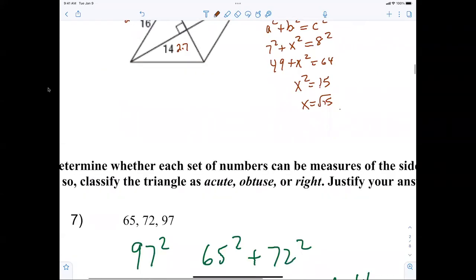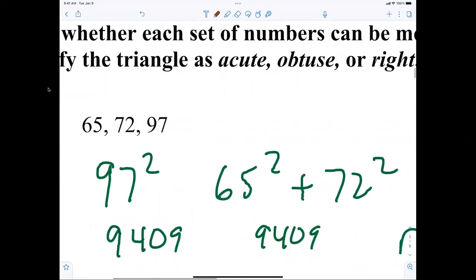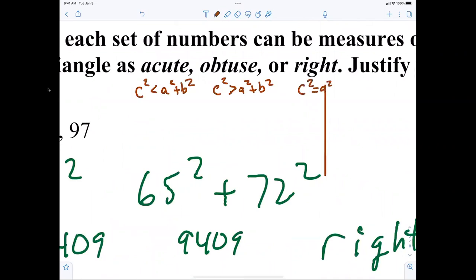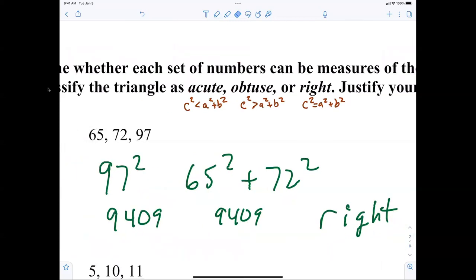All right. So let's review acute. If c squared is less than a squared plus b squared, it's what? Acute. Obtuse, if c squared is greater than a squared plus b squared. Right, if c squared is equal to a squared plus b squared. And then the only other thing you want to do is say the sum of the two smaller is larger than the third. Anybody have any questions with that?